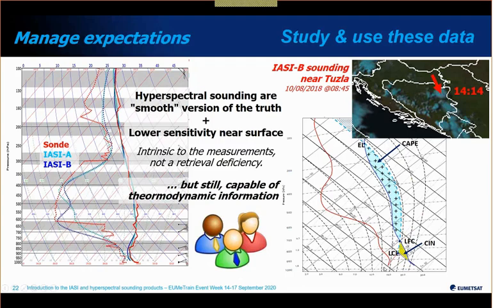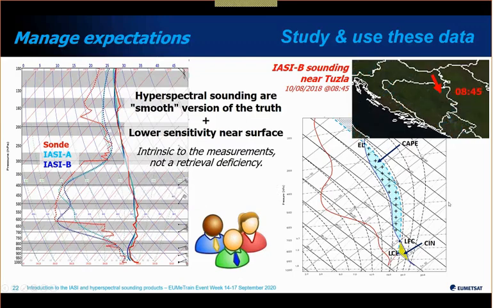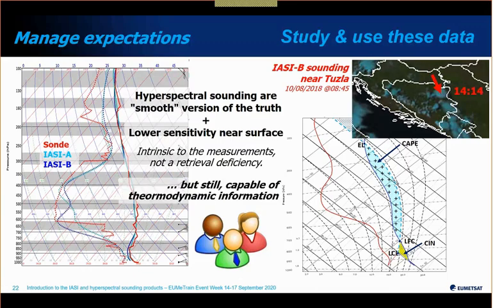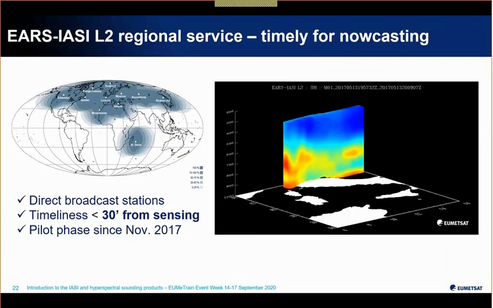Here is an example of a sounding from IASI in the region of Tuzla, Bosnia-Herzegovina, and the sounding was actually made at 8:45 UTC, and you have here the sounding from IASI. So we see clearly there is some CAPE and potential for convection. And actually a few hours later, indeed, we had convection. So that is just to give you a feeling that despite the smoothness and the limitations, we do find also useful information, and we want to learn with you how best to exploit that.